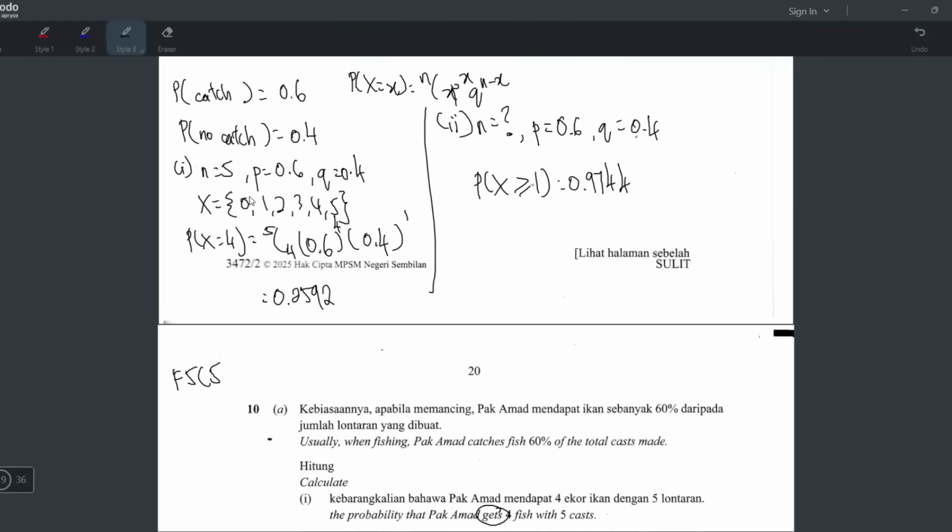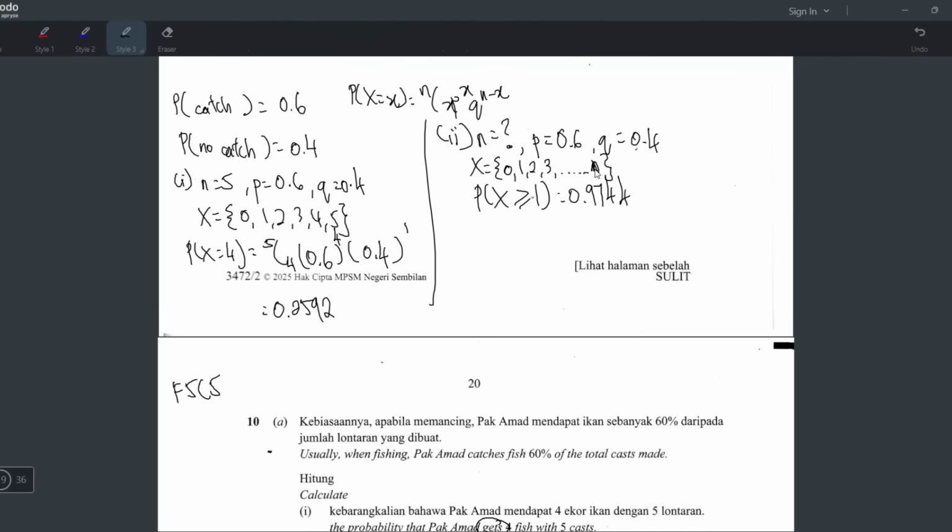Alright, your X will not be 0, 1, 2, 3, 4, 5 already, because for this case, you actually don't know your n. So your big X actually starts from 0 confirm, and then 1 and then 2 and then 3, and it keeps going, but I don't know until when. Until n lah. But n is not 5. For this question, we don't know the n. And we have to find the probability for X bigger or equal to 1. It means 1 pun kena, 2, and then 3, and then 4. It keeps going until n.